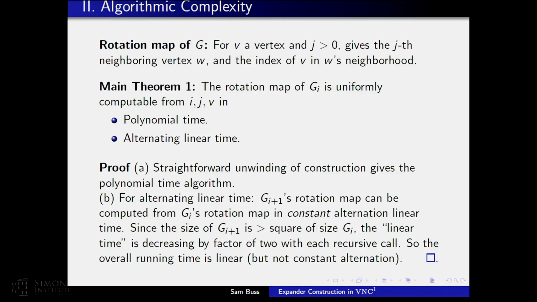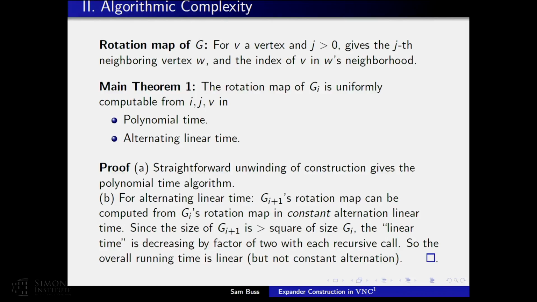And the main theorem here for the construction is the rotation map of G sub i is uniformly computable from i, j, and v in either polynomial time or separately in alternating linear time. To be precise, i, j, and v are integers, and how big are they? They're logarithmic in the size of G sub i. Remember, G sub i had size about 2 to the 2 to the i. So the length of v is approximately just 2 to the i. So the number of bits needed to specify the vertex v is logarithmic in the total size.